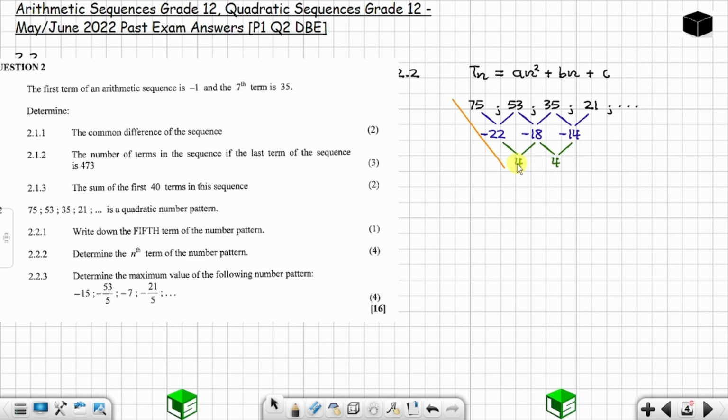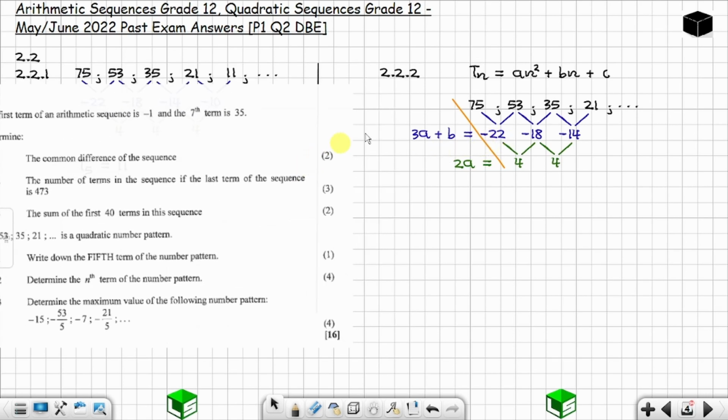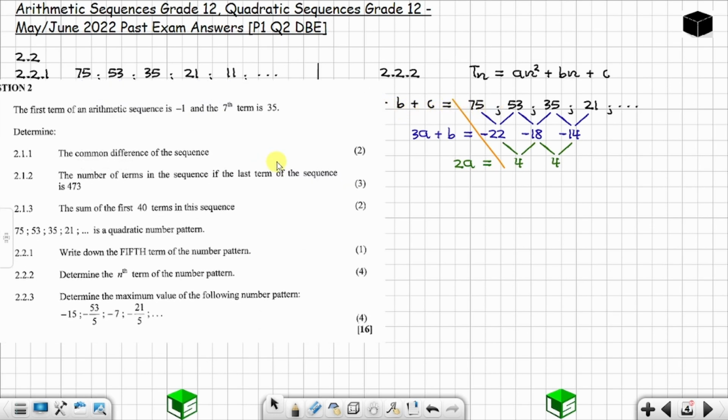This 4 is equal to 2A. So you have 2A is equal to 4. And this negative 22 is equal to 3A plus B. So you have 3A plus B is equal to negative 22. Okay. And this 75 is equal to A plus B plus C. So you have A plus B plus C is equal to 75. Right? Let me close this.